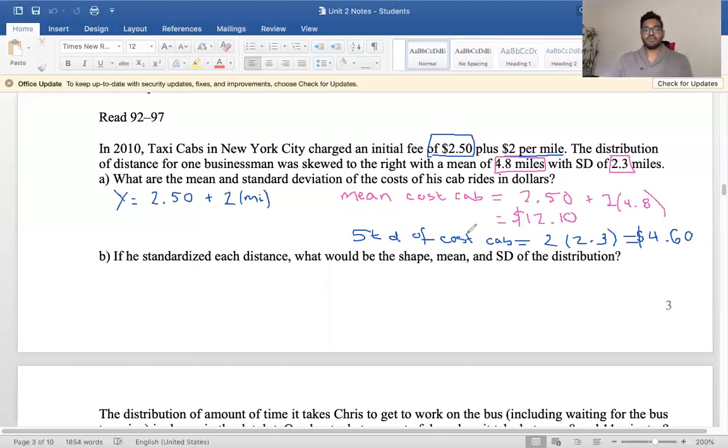This is just a recap of what we looked at in the last video. Multiplication and addition both impact measures of center, so those are your mean and your median. For measures of spread, which are your standard deviation and IQR, it's only the multiplication, not the addition. That's the big thing to take away from this.